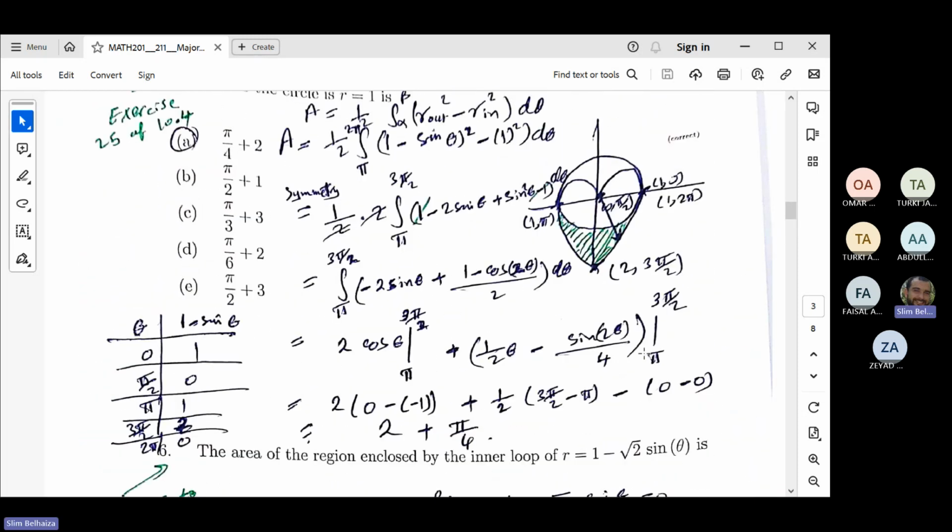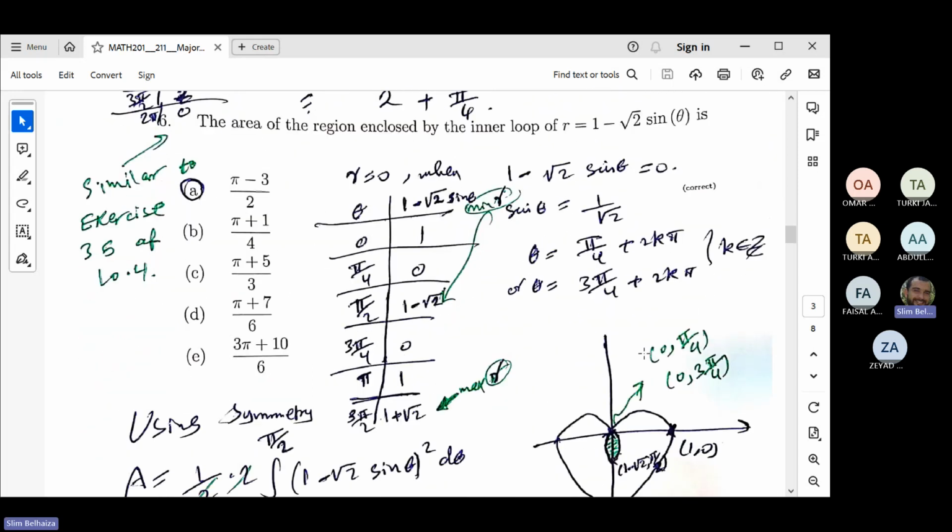Should I proceed? Let's go to question number 6. What do we have? We'd like to have the area of the region enclosed by the inner loop. Okay, that's more interesting. Of r equals 1 minus square root of 2 sine theta. Okay, now what do we need to find out? We need to find the right period.